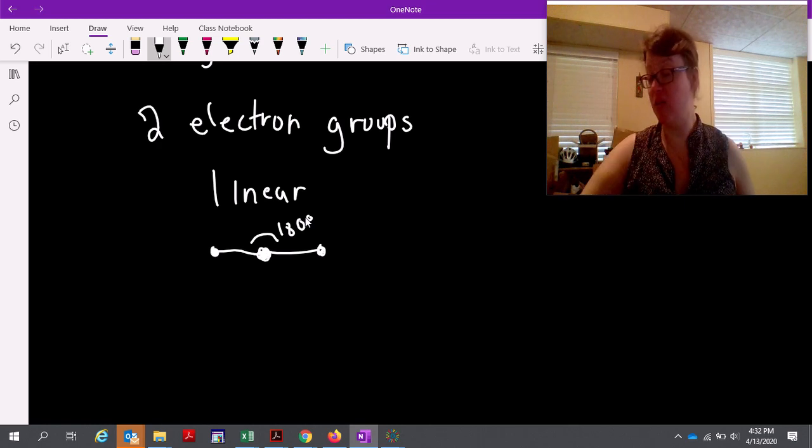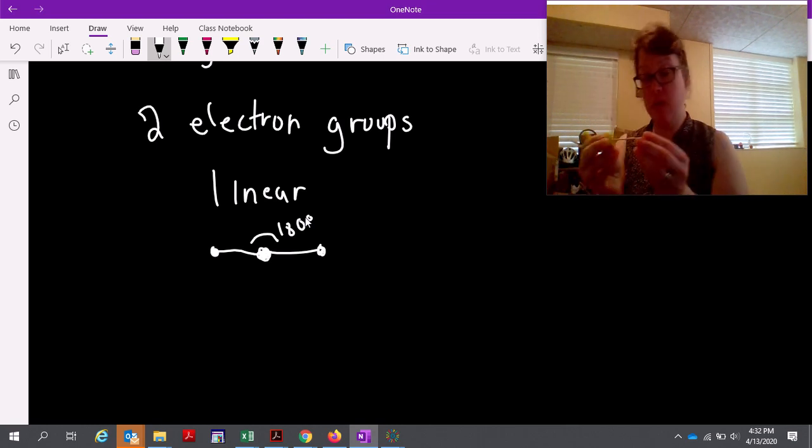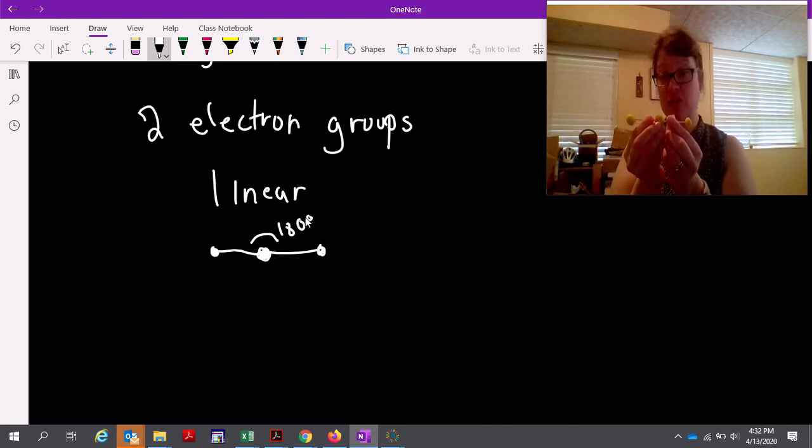We can also take 2 toothpicks. You can see my 2 toothpicks. I'm going to use one of my Play-Doh balls as a central atom and then stick the other toothpick in. And then we'll use our external electron group here for our other 2 groups. What's nice about using the toothpicks is you really can see the idea of why these are as far away from each other as possible.